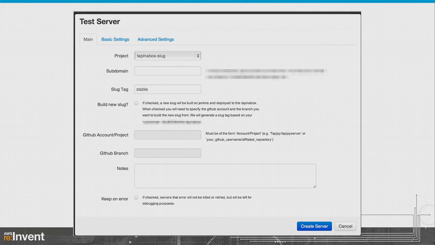So here's what it looks like when you're building up a server. We're able to specify the specific type of project that I want to test. We're attempting to be more and more of an SOA shop and build out our projects in kind of isolated test beds. Each of these projects needs to be able to get launched in this Tap in a Box environment. Developers can set their own subdomain. We use this really cool thing called slugs to deploy our code. You can specify what the tag is, and then a bunch of other interesting little features.